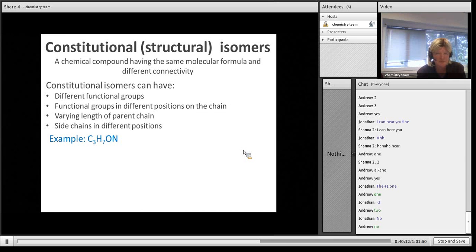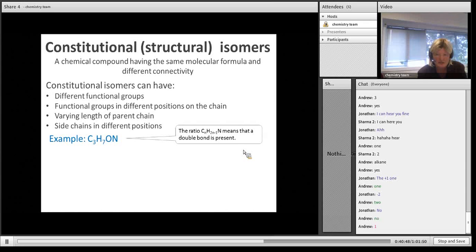So those are all the different ways we can make constitutional isomers. So let's put all that knowledge about our number of double bonds into place, and then think about what functional groups we have. So if I give you C3H7ON, how many double bonds have I got in that molecular formula? So is it CnH2n plus 3, CnH2n plus 1? Okay, it is plus 1.